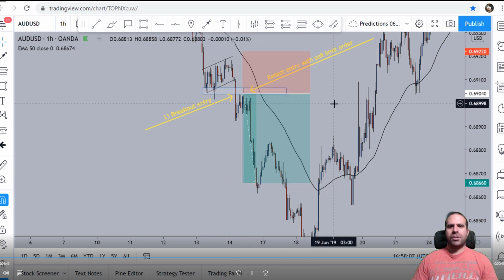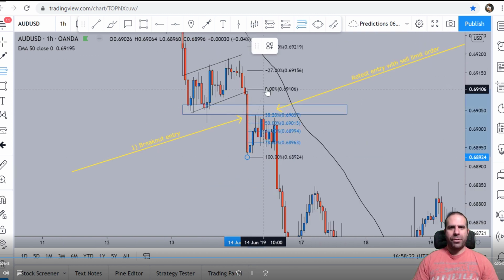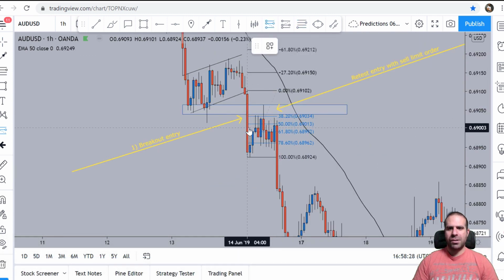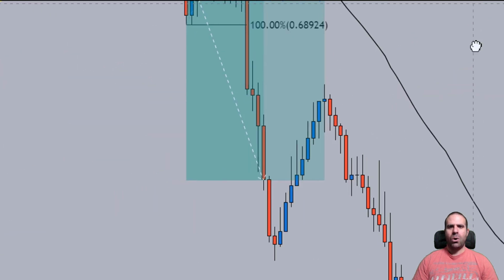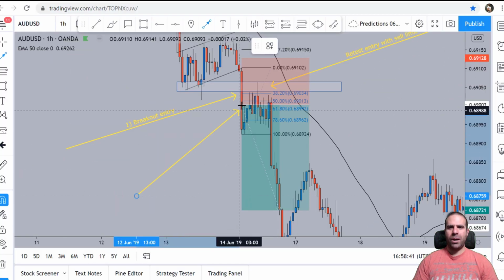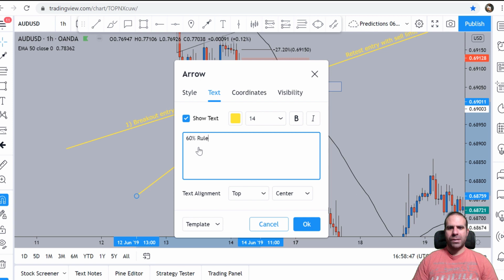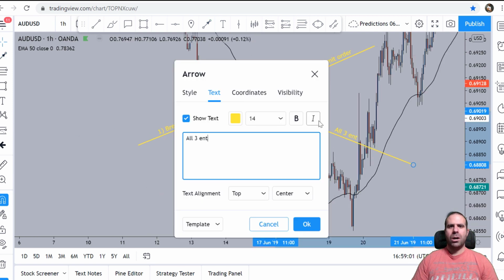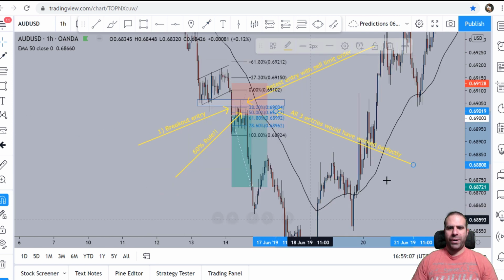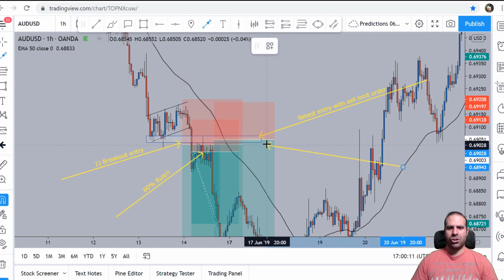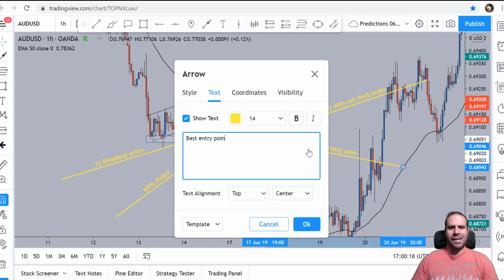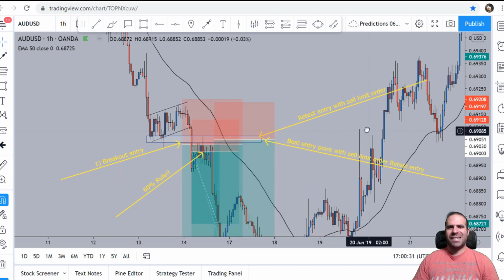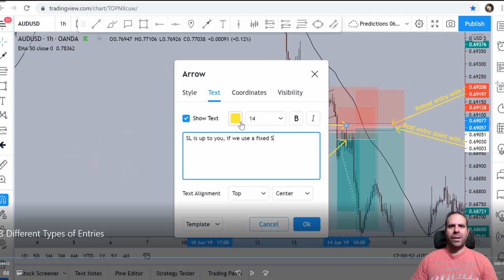And let's check out now the entry number 3, which is the Fibonacci, the 60% level of the candle that broke out this area. We measure only this candle and we see that the 60% rule would have worked perfectly. All 3 entries would have worked in this occasion, but the entries are slightly different. And the best entry point would be given from the sell limit order with the retest entry.